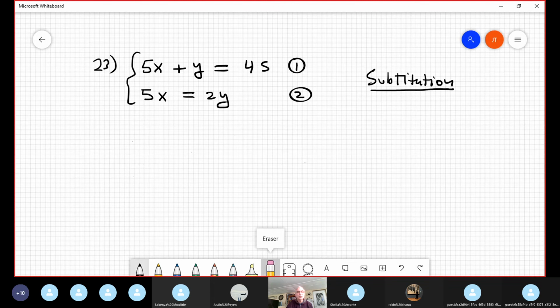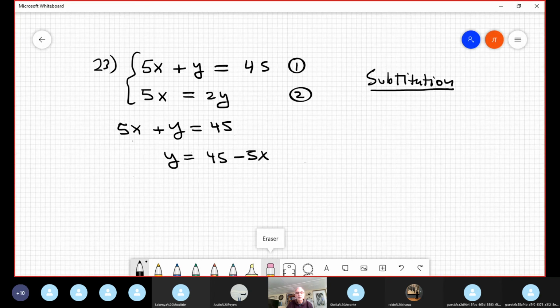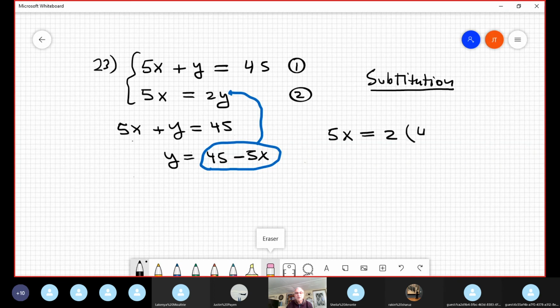Okay, so I take equation number 1, I copy again. I solve for y, because y coefficient is 1. Y is equal to 45 minus 5x. I'm ready to substitute. This expression, I plug it in where? Bueno, I suppose here, right? Entonces 5x is equal to 2 times 45 minus 5x, something like that. Okay, you replace the y variable by this expression that is equivalent. It's the same. Now remove the parenthesis.